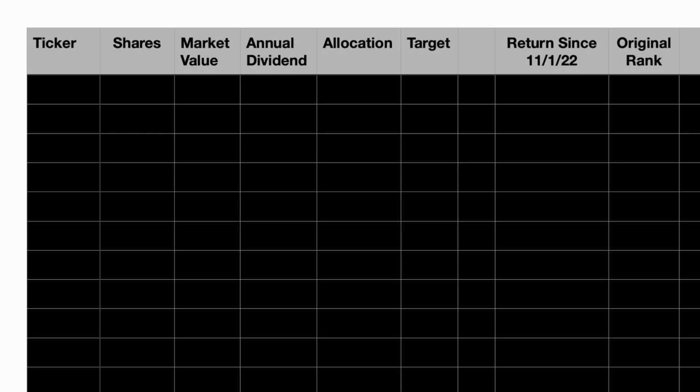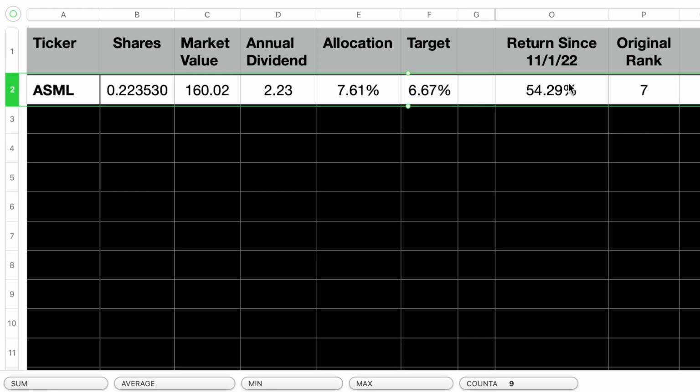Alright, let's take a look at each of the 30 holdings and how they have fared during the past 7 months. I'll go through them all based on allocation. There are 7 core positions in the portfolio, each with a starting weight of 6.67%, which is twice an equal weight allocation. First up is ASML Holdings, that is up a phenomenal 54.29% since November. It's the second best performing position in the portfolio.